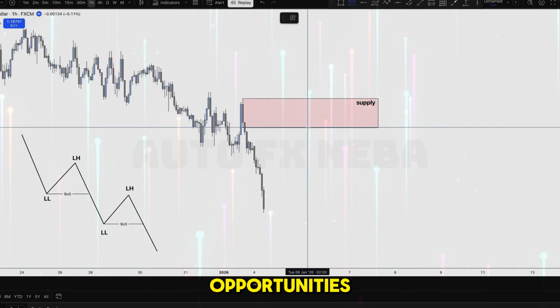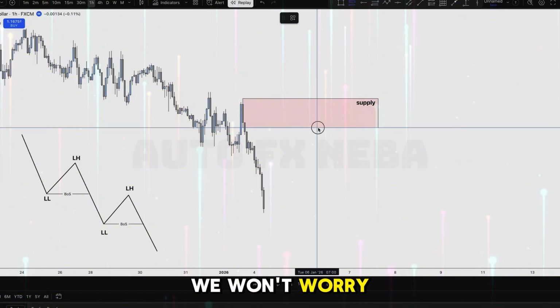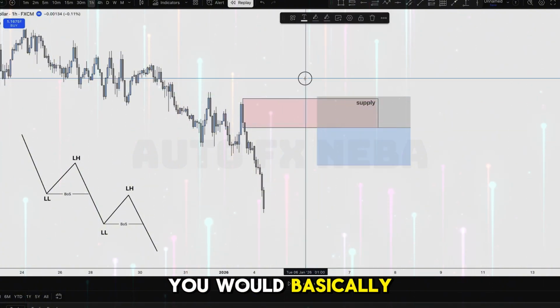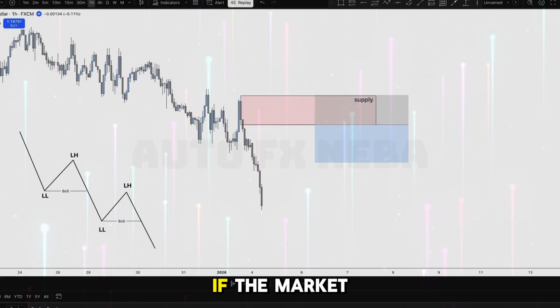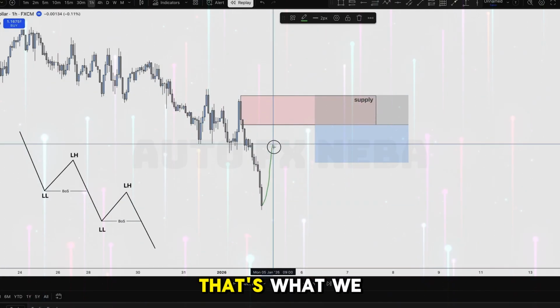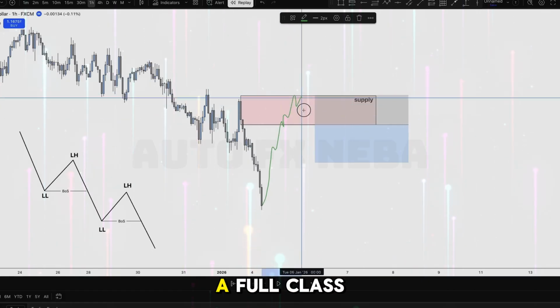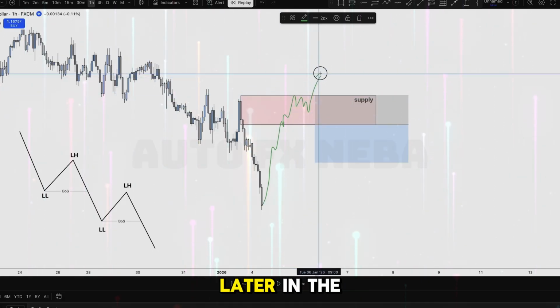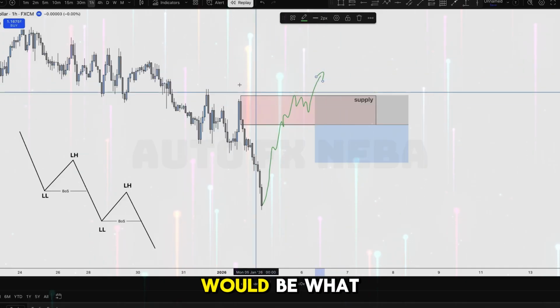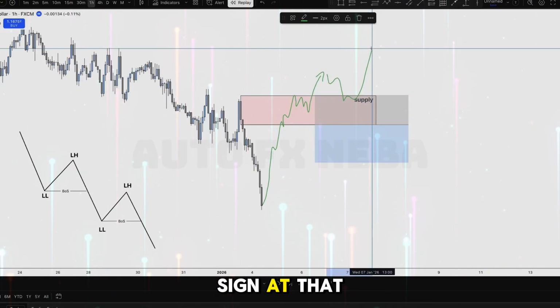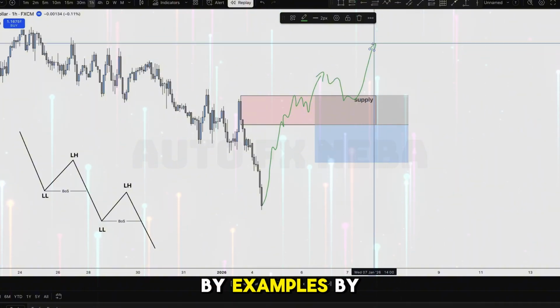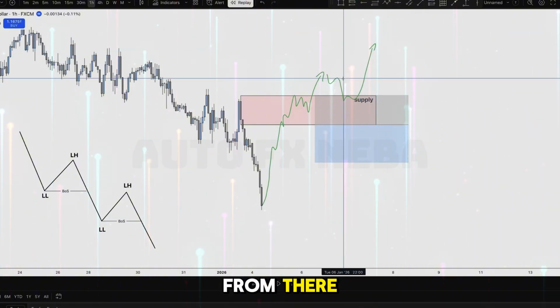So if we wanted to sell this market, we won't worry about targets for now. You would basically sell the supply, and you'd put your stop over the zone. The idea being, if the market drives through the supply, that's what we call a supply fail. We're going to have a full class on supply fails later in the bootcamp. But that would be what we classify as a supply fail, and this is actually a bullish sign at that point. Buy trade ideas come in from there.